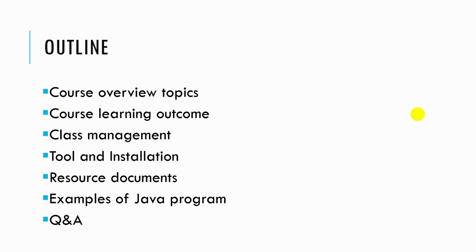The third point is about the rules that we're going to discuss for class management in order to operate our class better. Tools and installations: we will use Eclipse. We also provide you a list of resource documentations that you can explore yourself later regarding object-oriented programming, in which we select the top documentations for you. Before we end our session, we will explore some examples of using Java programming.